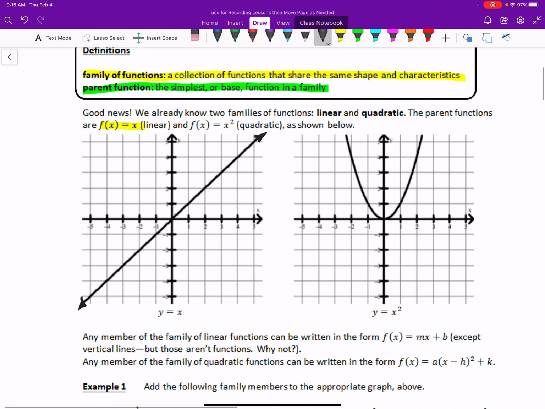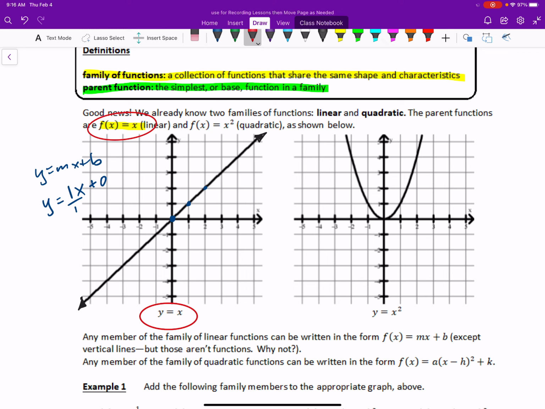Well, if we think about it in the form y equals mx plus b, then we know that if it's y equals x, m would be 1 and b would be 0. So it's going to have a y-intercept of 0 and a slope of 1, which we can always think of as a fraction, 1 over 1. So we'd start with our y-intercept at 0, go up 1 and over 1, up 1 and over 1, and so on. That's how we'd get that line. So that's our parent function for a linear function. That's one we know.